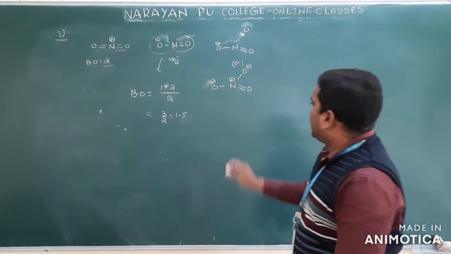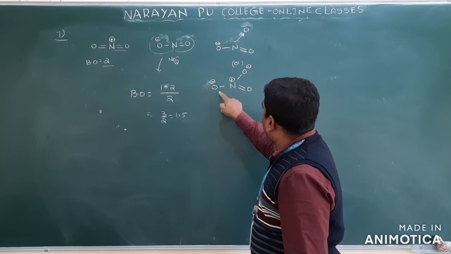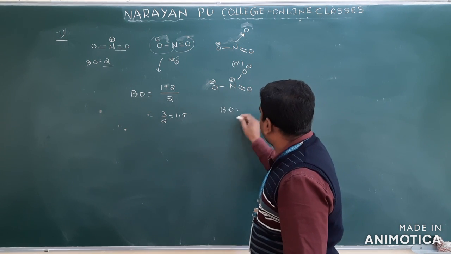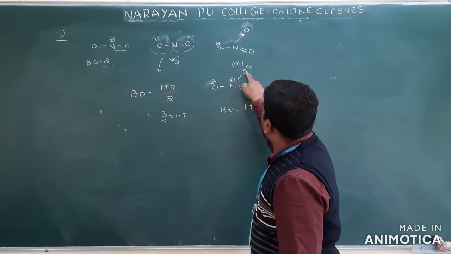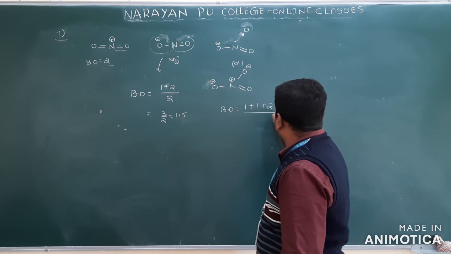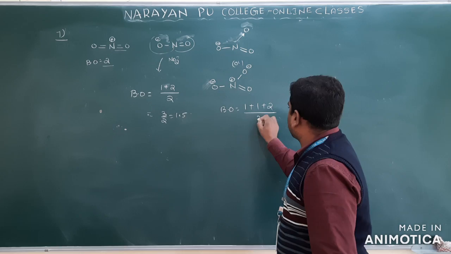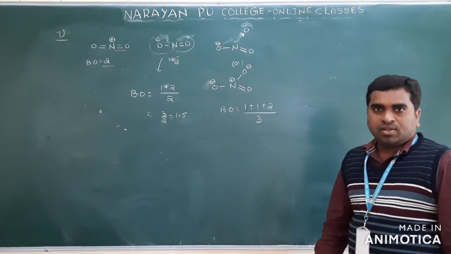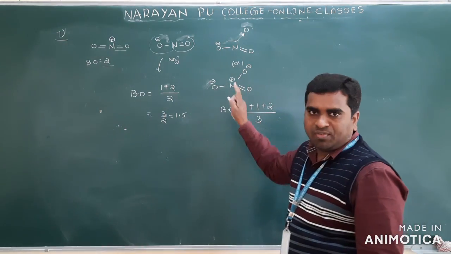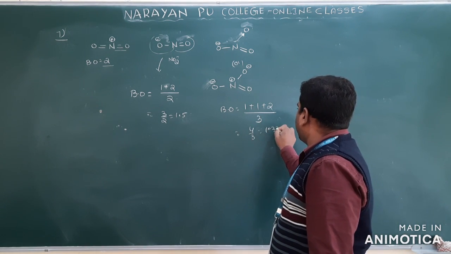Clear? But my point here, you see, is bond order. Here, how many bonds are there between nitrogen and oxygen? One bond between nitrogen and oxygen, and two bonds between nitrogen and oxygen. Divided by 1 NO, 2 NO, 3 NO. So that's the total of 3. You will get 3 resonance structures if you write. Clear? Then 4 by 3, that is 1.33.